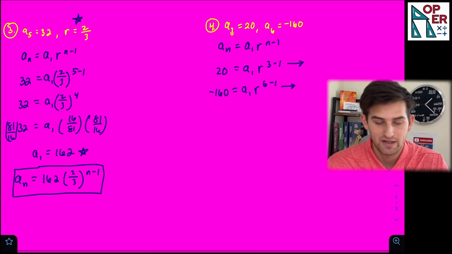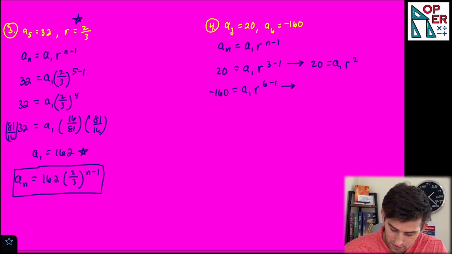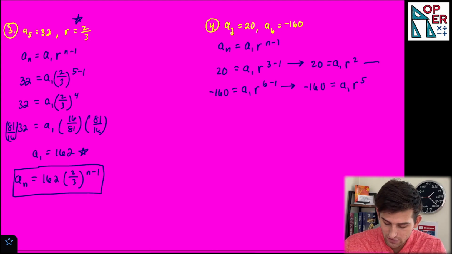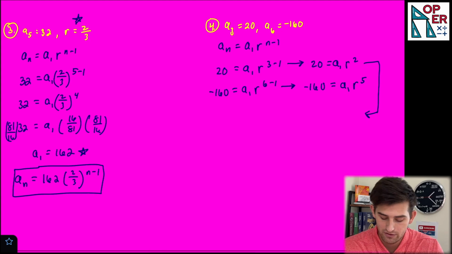Okay, well now we can simplify these just a little bit by subtracting those exponents. So 20 is equal to a sub 1 times r squared, and negative 160 is equal to a sub 1 times r to the 5th. So now what I'm going to do is take my first equation there, 20 is equal to a sub 1 times r squared, and actually solve that for a sub 1. Essentially, I'm solving like a system of equations by substitution. So I'm going to solve it for a sub 1, and then take that expression and plug it in for a sub 1 into my other equation.